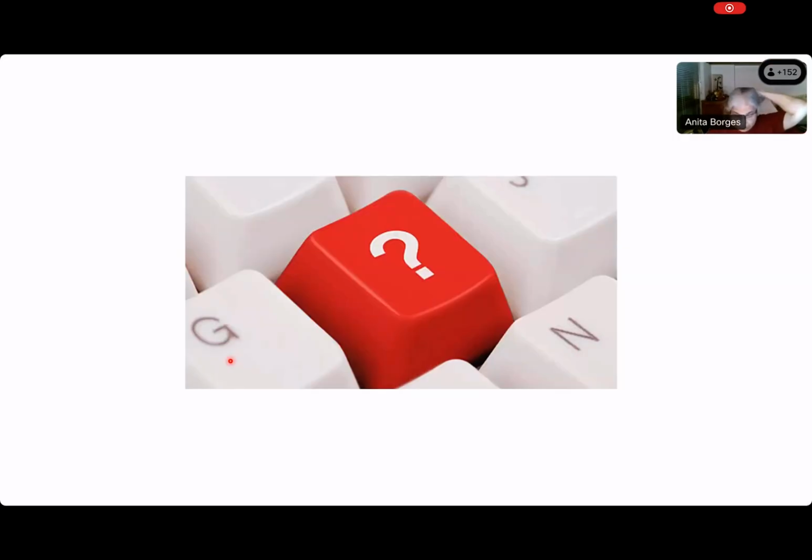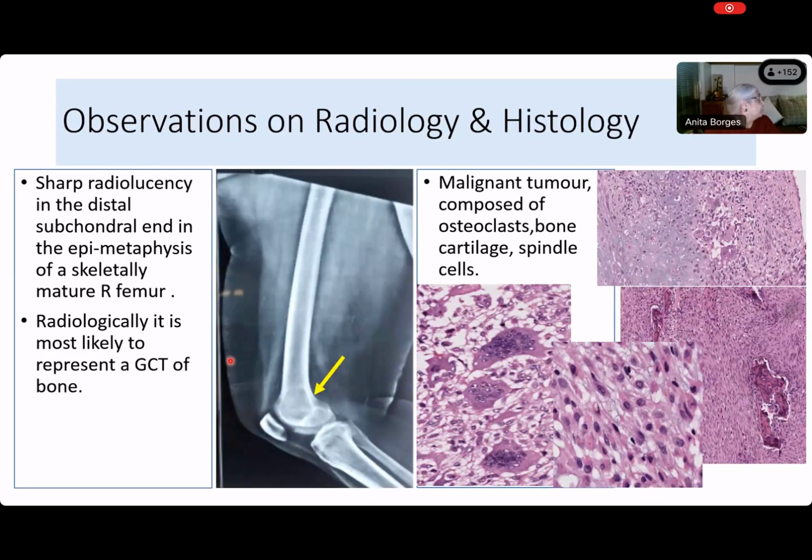So now what have we got? Come on, Prayas. Observations on radiology. Ma'am, there is sharp radiolucency in the distal subchondral end of the epiphysis of the right mature femur. And this is likely to represent a GCT or a chondroblastoma. Yes, very good. And this is what you have: a malignant tumor with osteoclasts, bone, cartilage, and spindle cells.